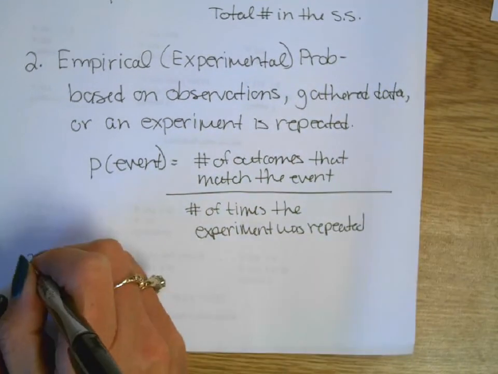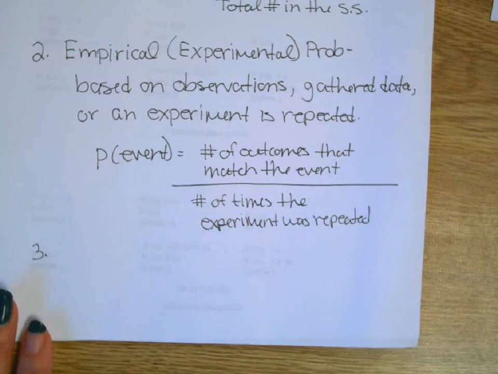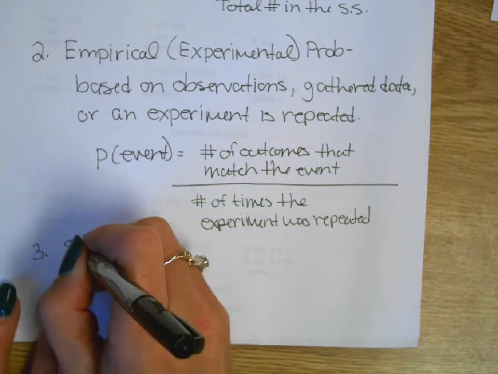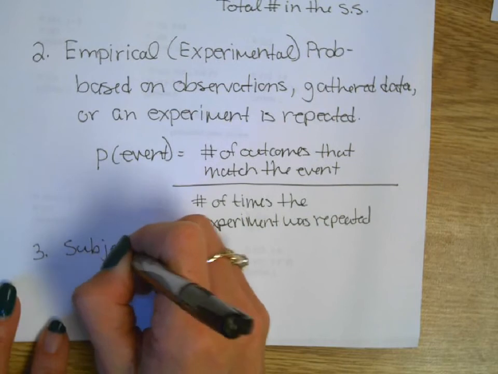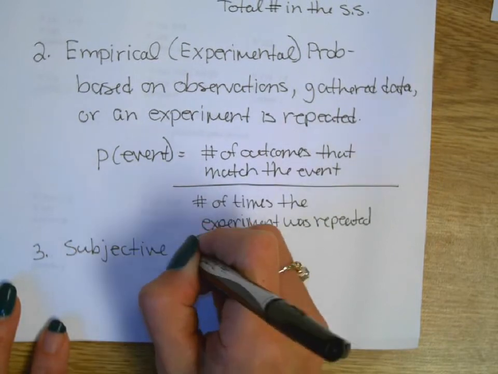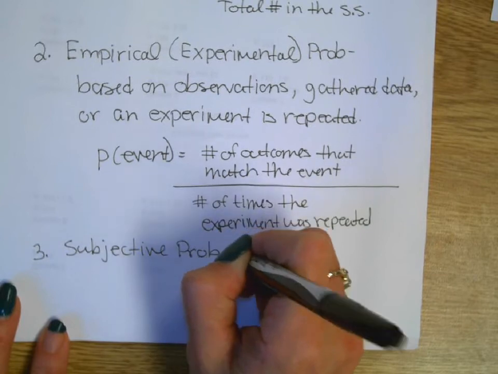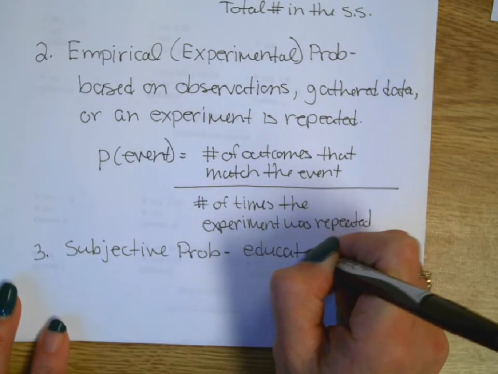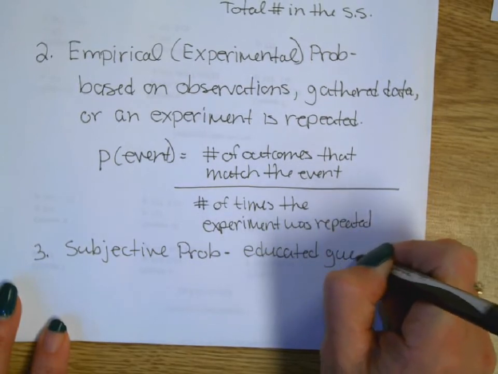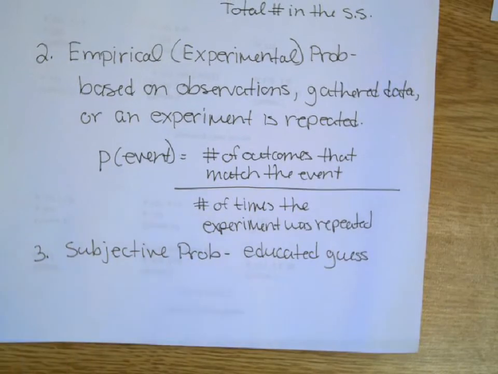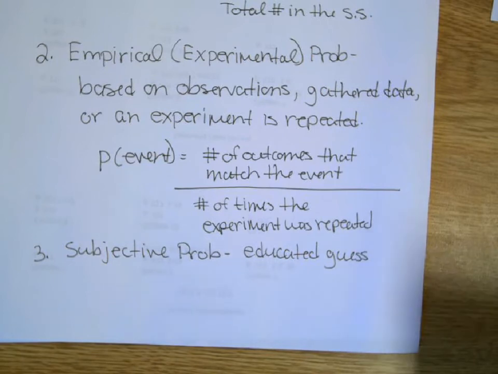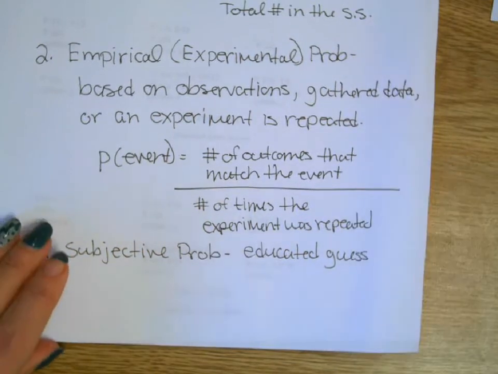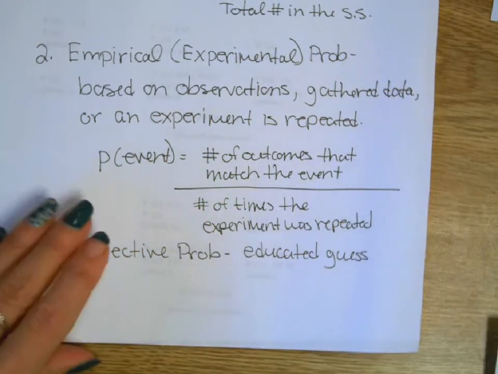And then our third one is subjective probability. And these are just our educated guesses. All right. So we'll go through some theoretical probabilities.